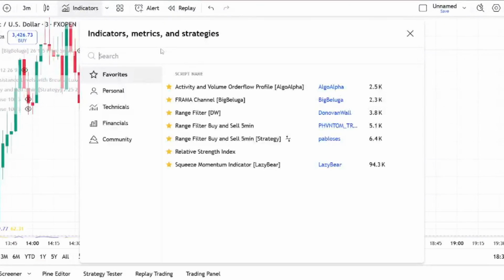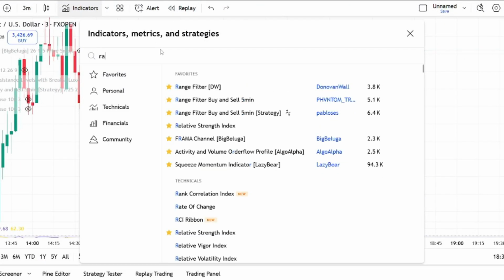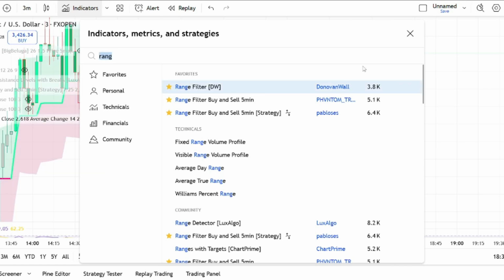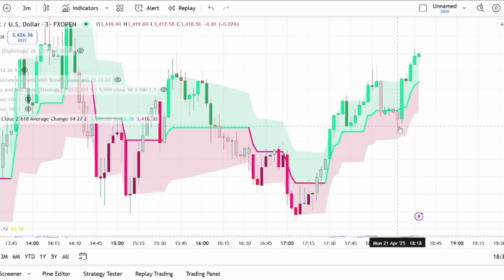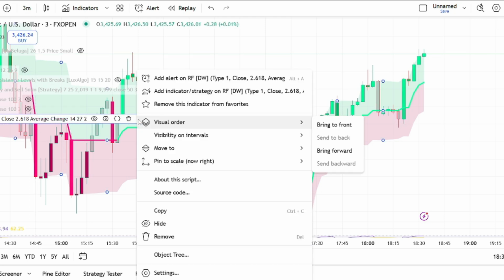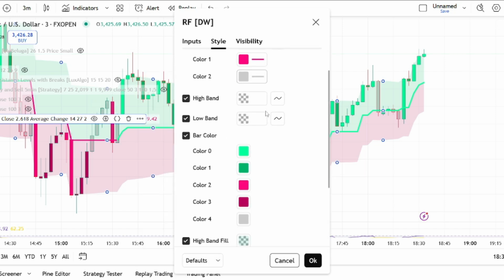Click on Indicators and in the search bar type Range Filter. Look for the one titled Range Filter DW by Donovan Wall. That's the one we're focusing on in this video. Click it. And just like that, the range filter appears on your chart. From there, you can go into the settings, adjust the smoothing period, the range multiplier, or even change the colors, but the default settings already do a great job for most time frames.